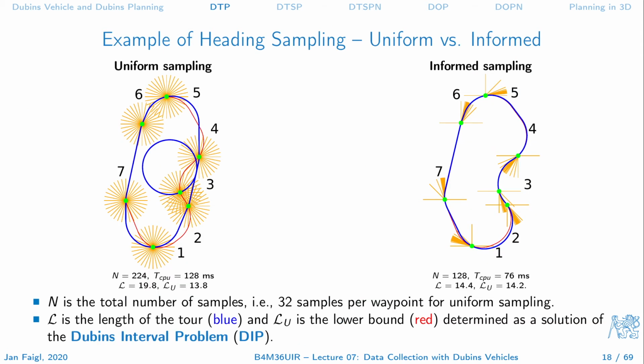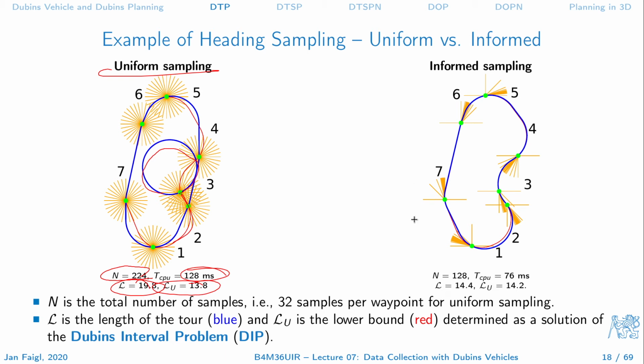And this is the example. If we sample it uniformly, okay, so we don't have any idea, so we sample it uniformly. And this will provide us the solution that is using 224 samples. It provides us this feasible path, this is the blue one. And let's assume, I will show it in a minute, we can compute the lower bound. So we have this lower bound. This took us almost 100 milliseconds.